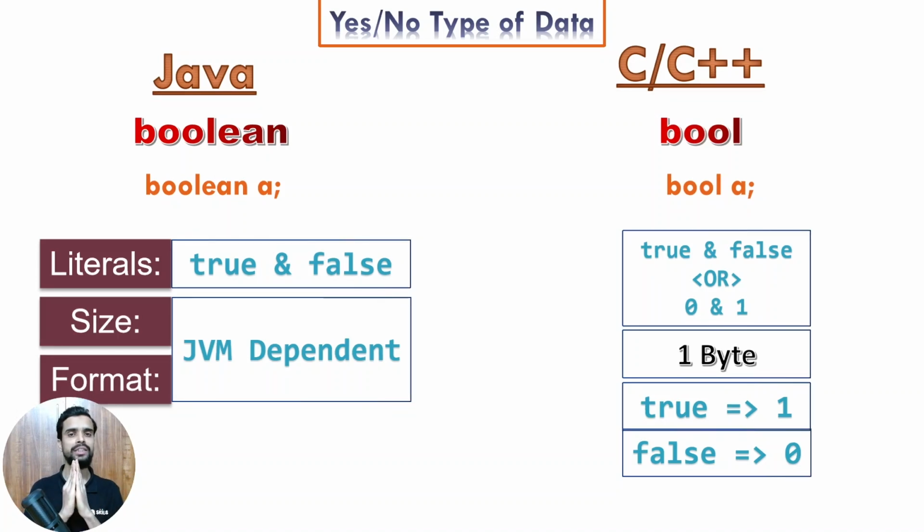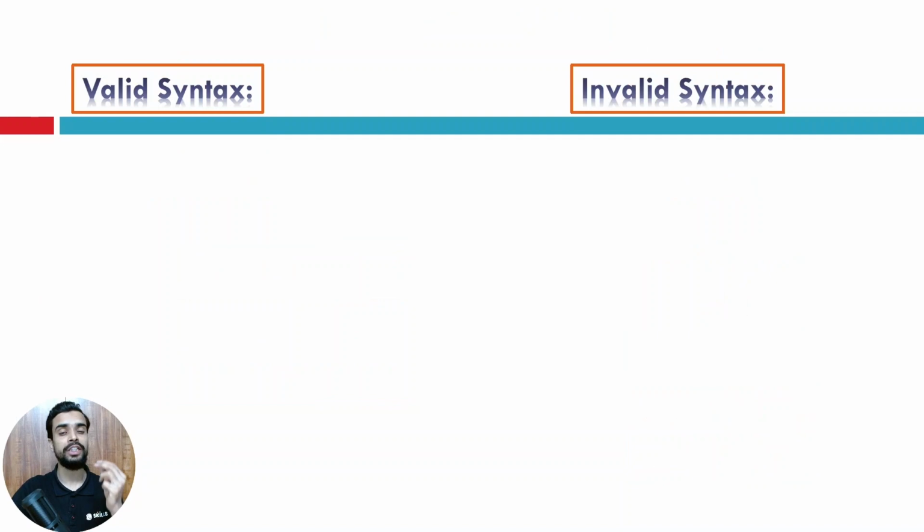Now, let us assess our understanding of the Boolean data type and identify which is the valid syntax and which is the invalid syntax. Here goes the very first syntax. Is it valid or invalid? If it was C or C++, maybe this would have been valid. But in case of Java, 100% we will not be able to assign integer values to a Boolean variable. For this reason, definitely it is going to be invalid.